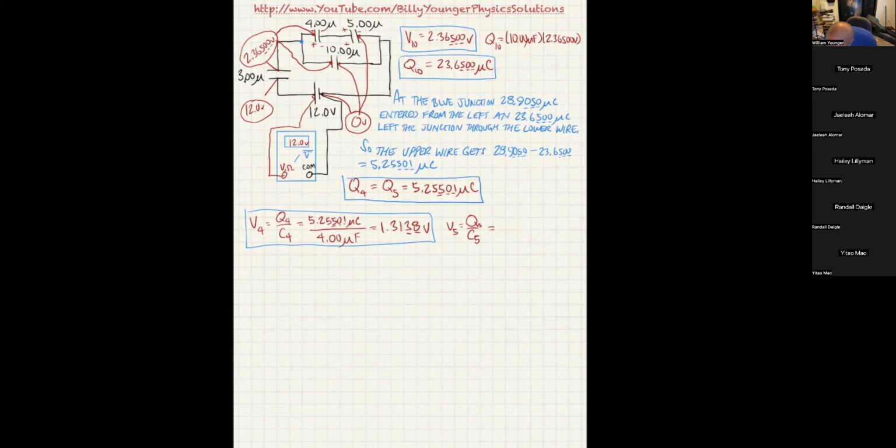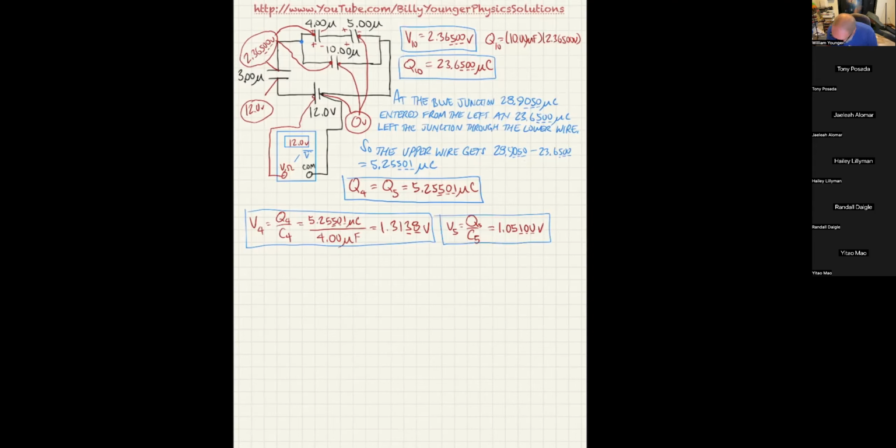And in fact, I get 1.05100 volts. So that's the voltage across the 5 microfarad capacitor. Now, if everything we did is right, then the total voltage across the 4 and the 5 should be the same as the voltage across the 10.